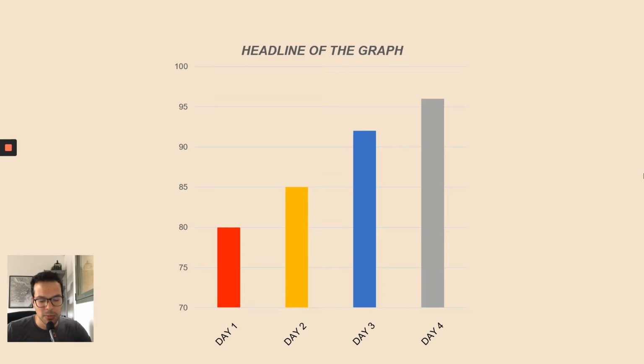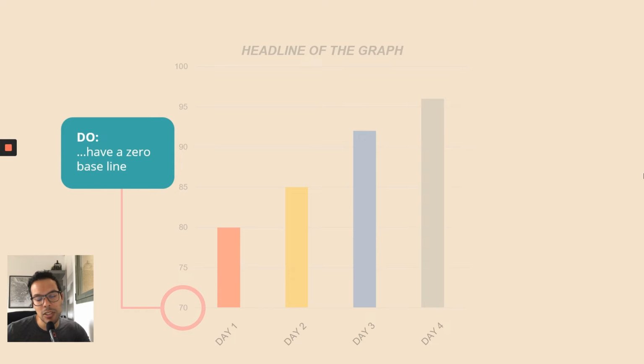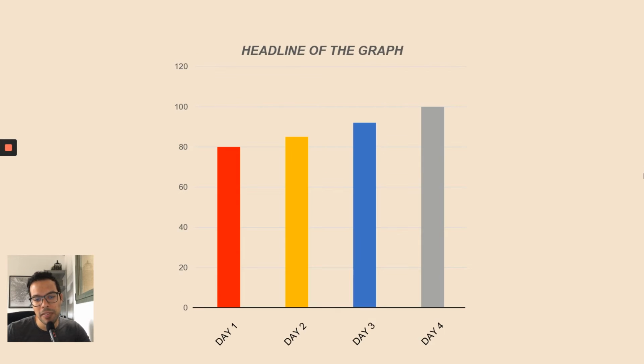The first thing is more technical. We shouldn't have a base value. The reason is columns are there for comparison, and it can be misleading if you have a base value. So instead, always have a zero baseline, something like this. You can even add a thicker line there so it looks nicer and cleaner.